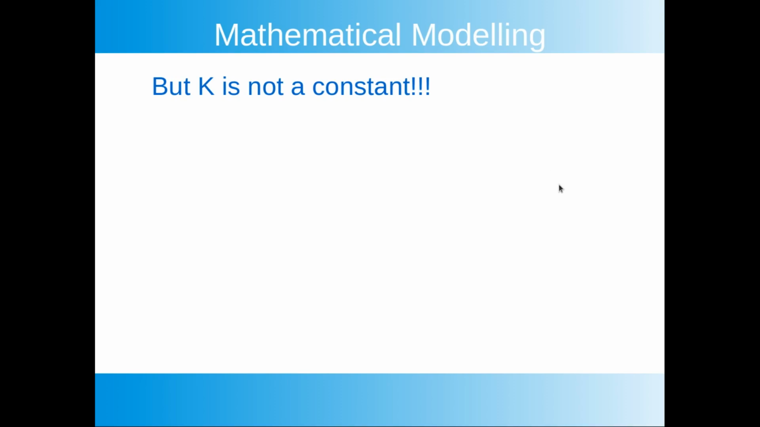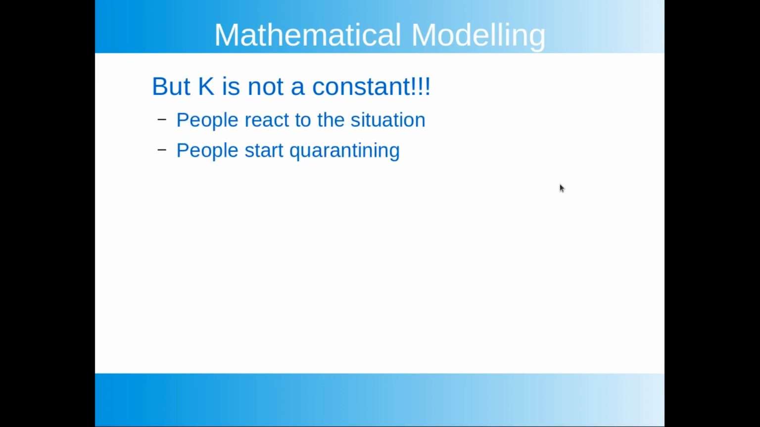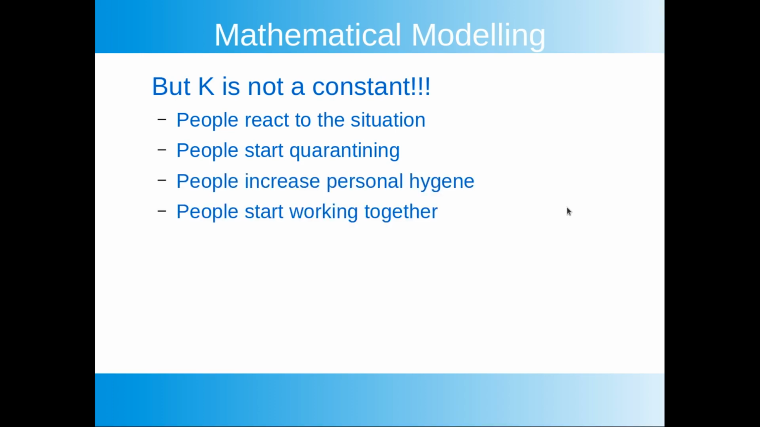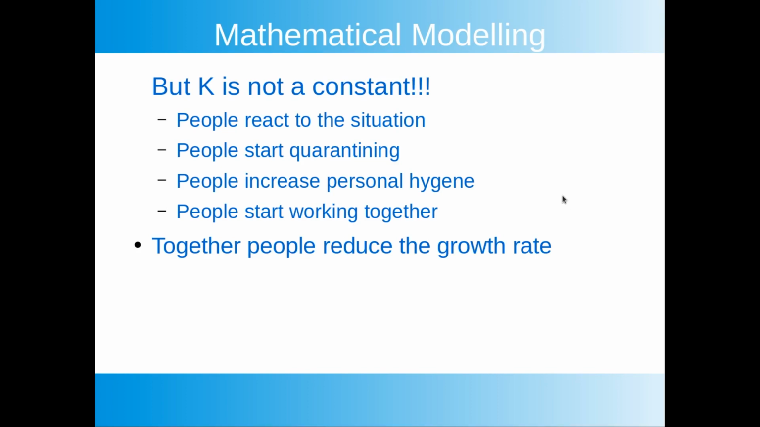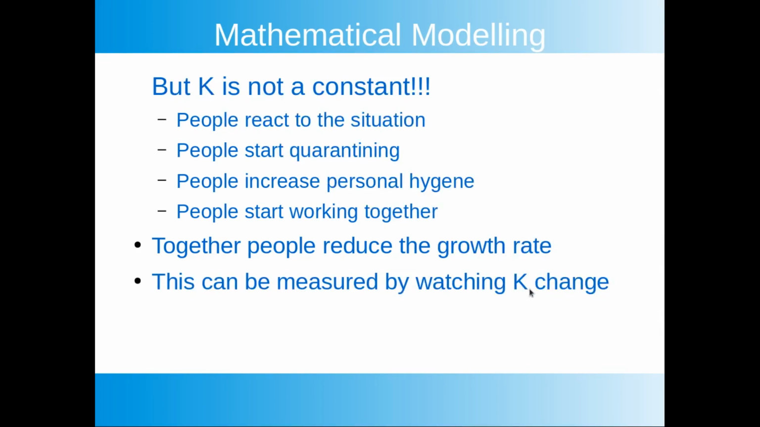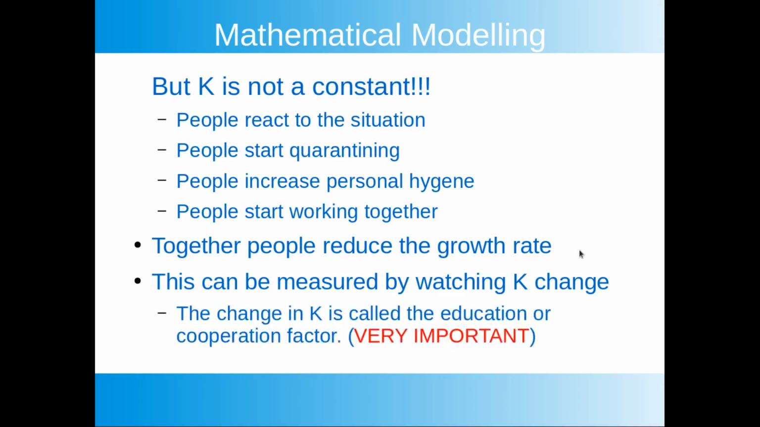But K works out to not be a constant. This is because people react to the situation. People start quarantining. People increase their personal hygiene. People start working together. And together, people can reduce the growth rate. This can be measured by watching K change over time. And this change in K is called the education or cooperation factor, which is very important.